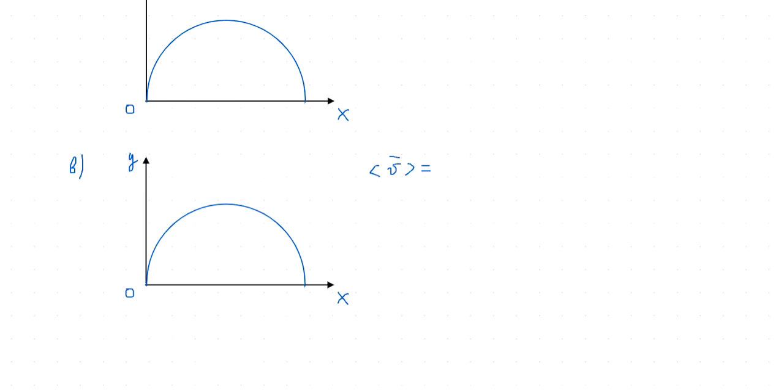It will be displacement vector. Displacement vector divided by time. Divided by time.